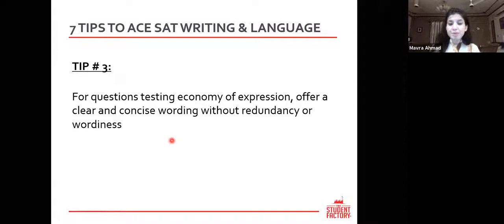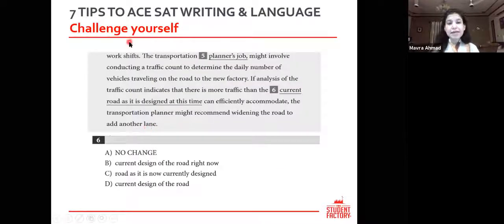And this is the most important thing in English language also, that we should not be making a sentence boring and monotonous by adding extra words to it just to make it sound impressive or anything of that sort. So it's very important that we do that. All right. So for questions testing economy of expression, offer a clear and concise wording without redundancy or wordiness. Now let's look at an example question and understand how can we rephrase sentences and how can we eliminate unnecessary words. Here's a question. Number 6.